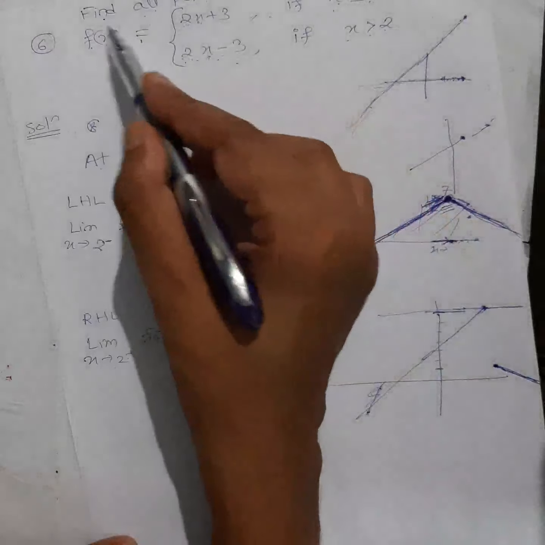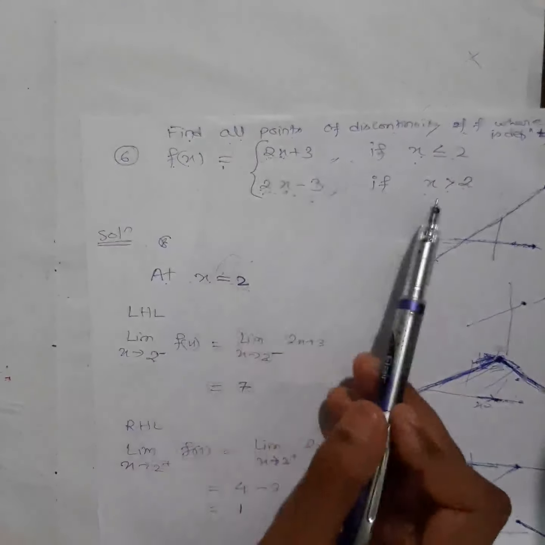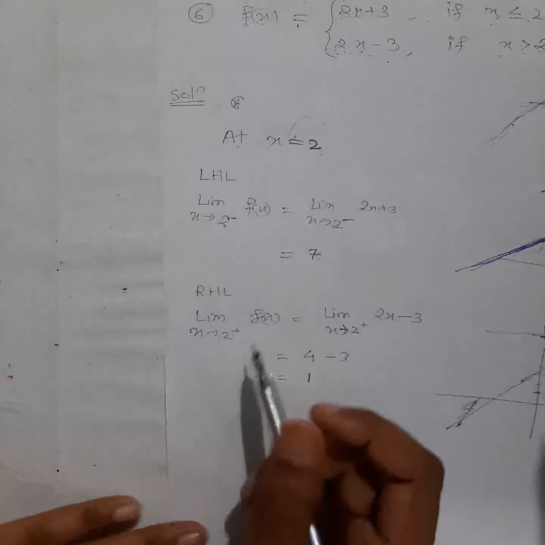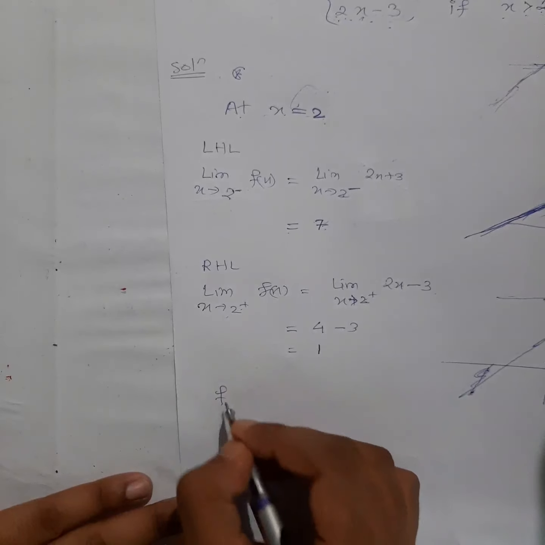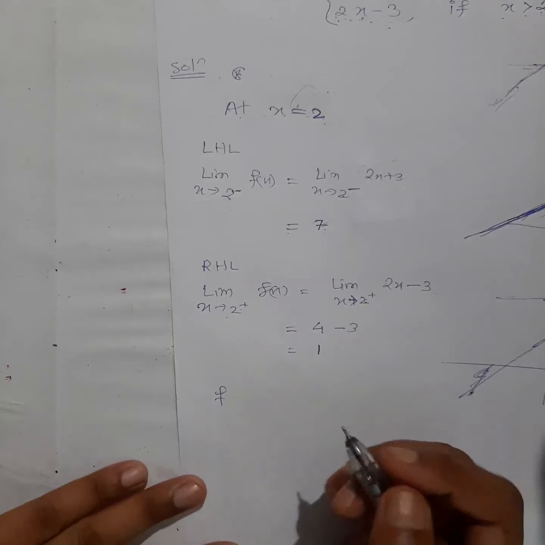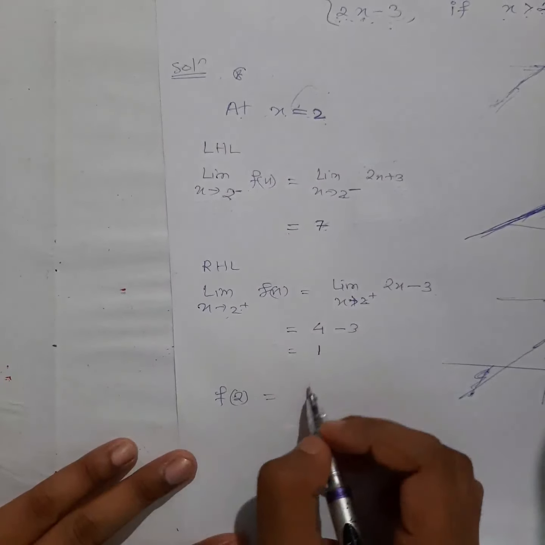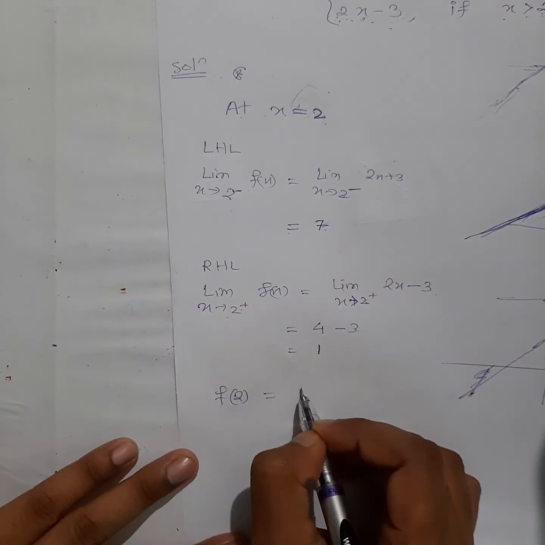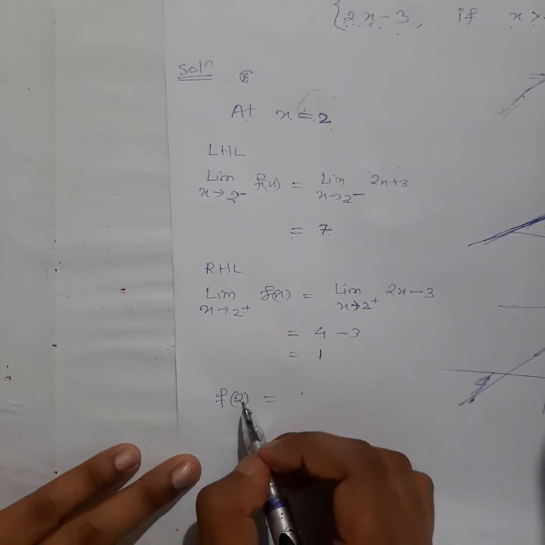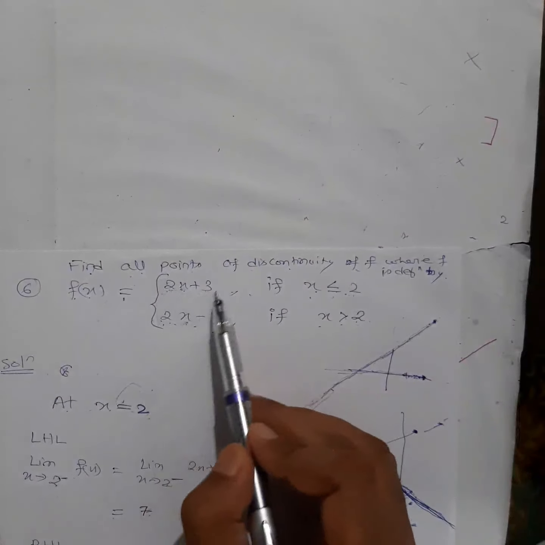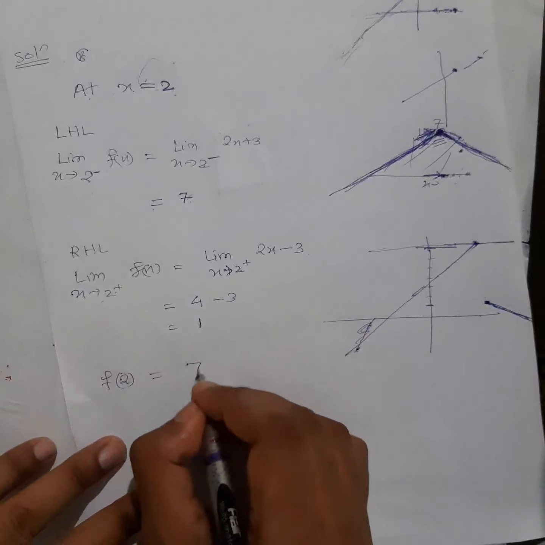This function will break at 2. That's confirmed. But again I repeat, we have to show the true definition, right? So for the definition we have to find f(2) also. So f(2) means in place of x, 2. So at 2 means equal to 2 I have to take. Equal to 2 means which function? This function. So x we have to put here. So 2 into 2, 4, plus 3, 7.